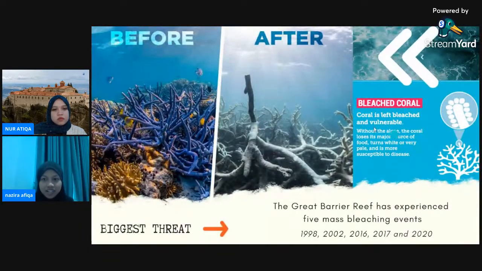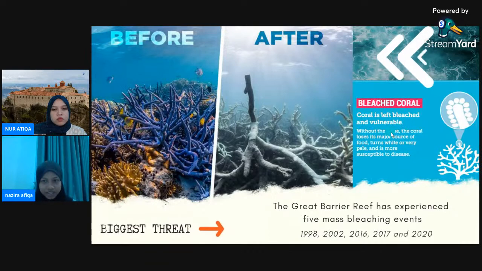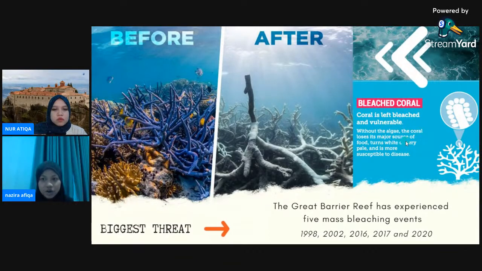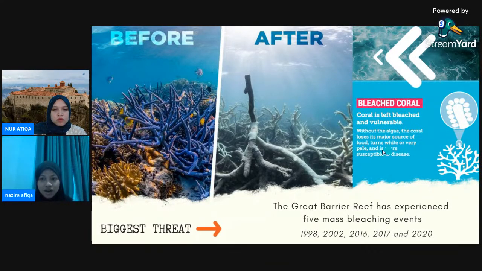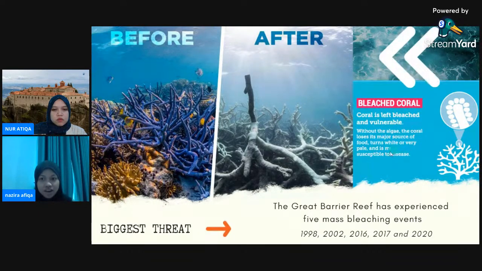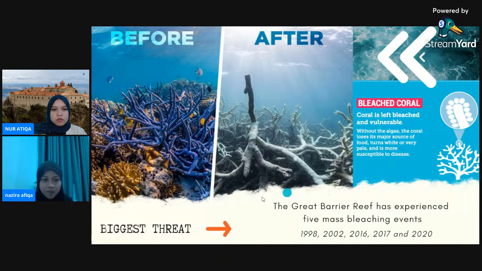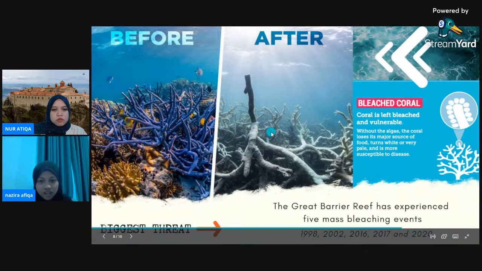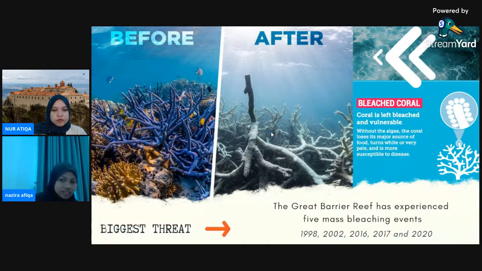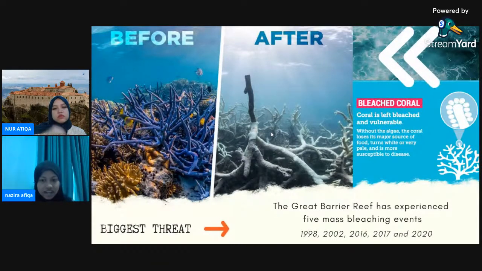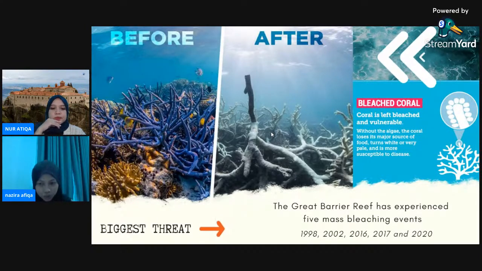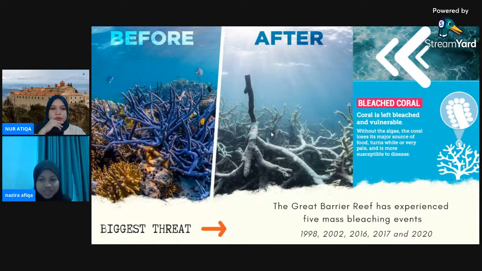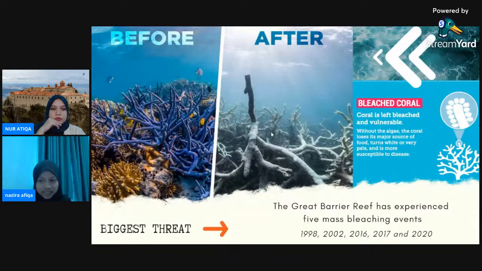Bleached coral. Coral is left bleached and vulnerable. Without the algae, the coral loses its major source of food, turns white or very pale, and is more susceptible to disease. The biggest threat: the Great Barrier Reef has experienced 5 mass bleaching events in 1998, 2002, 2016, 2017, and 2020.